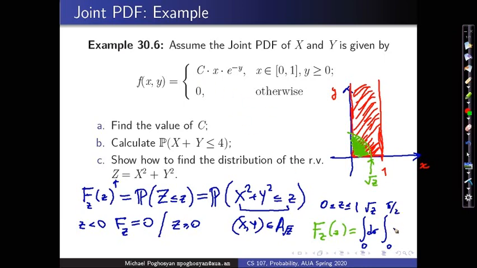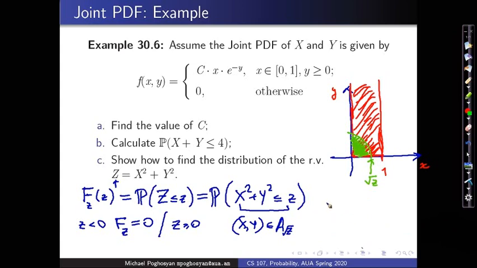My function is c times x, which is r cosine phi, times e to the minus r sine phi, times r, the Jacobian, d phi. So if we calculate this integral, we will obtain some function of z here. And that will be the value of F(z) if z is between 0 and 1. Okay, so let's see what is happening and why we are separating the part where z is smaller than 1 and z is larger than 1.